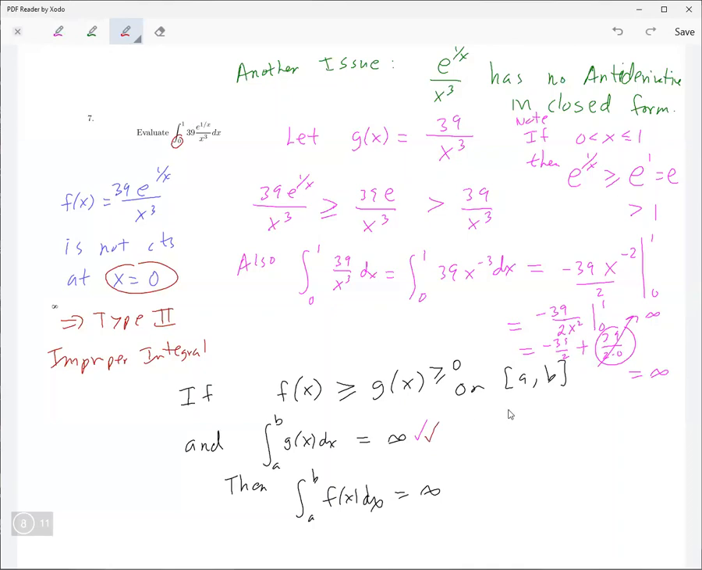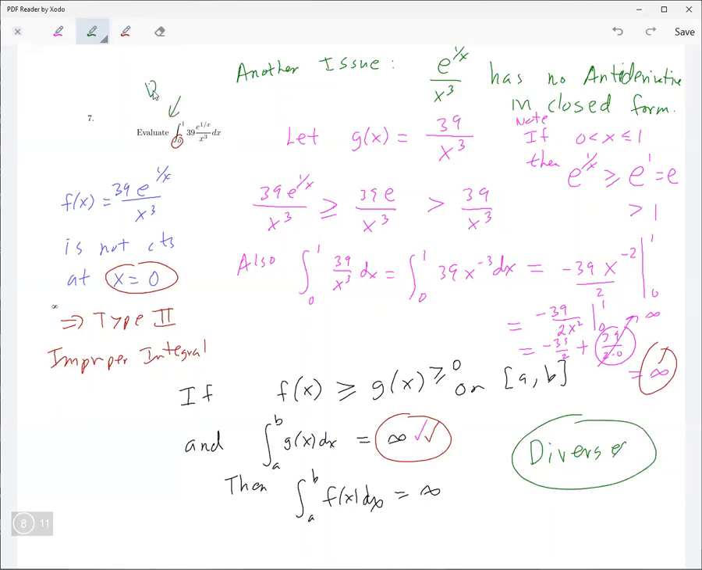Okay, so this part right here satisfies that part. And f is bigger than g. Our original function is bigger than that one. So therefore, this original integral diverges. And then just put that as the answer, and we're done.